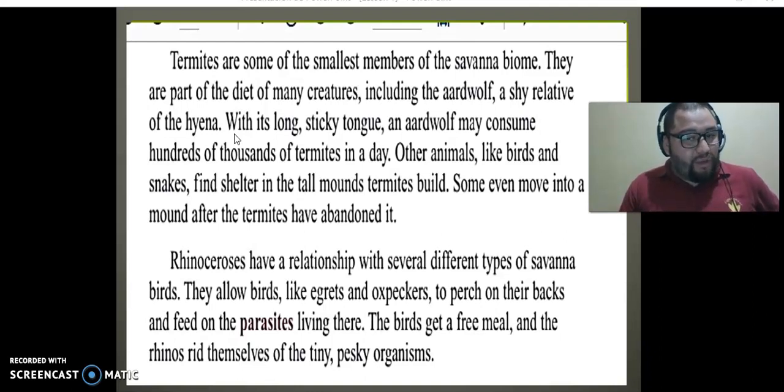Rhinoceroses have a relationship with several different types of savanna birds. Pay attention. They allow birds like egrets, a kind of bird, right? Like flamingos, very similar. And oxpeckers, right? To perch on their back and feed on the parasites living there. The birds get a free meal and the rhinos rid themselves of the tiny pesky organisms.